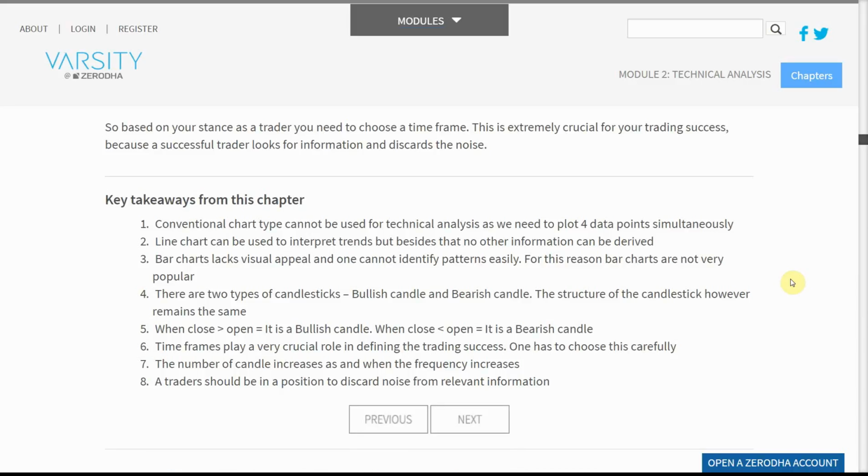There are 2 types of candlesticks, bullish candle and bearish candle. The structure of the candlestick, however, remains the same. When close is greater than open, it is a bullish candle. When close is less than open, it is a bearish candle. Time frames play a very crucial role in defining trading success. One has to choose this carefully. The number of candles increases as the frequency increases. A trader should be in a position to discard noise from relevant information.